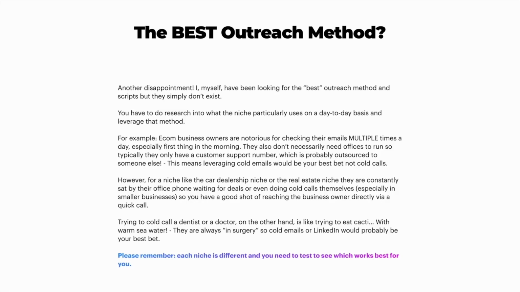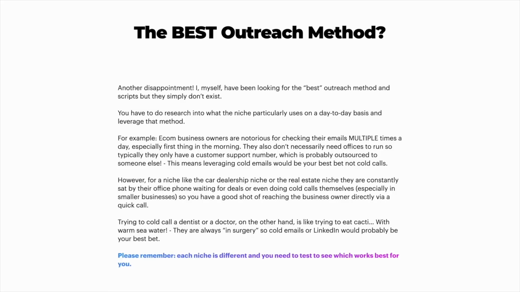So I believe that using cold emails or even LinkedIn as a professional way to connect with them would probably be your best bet if you're going to be contacting doctors or dentists. But again, guys, please remember the whole aim of this slide is to make sure that you remember that each niche is different, and you're going to need to test to see which one works best for you.